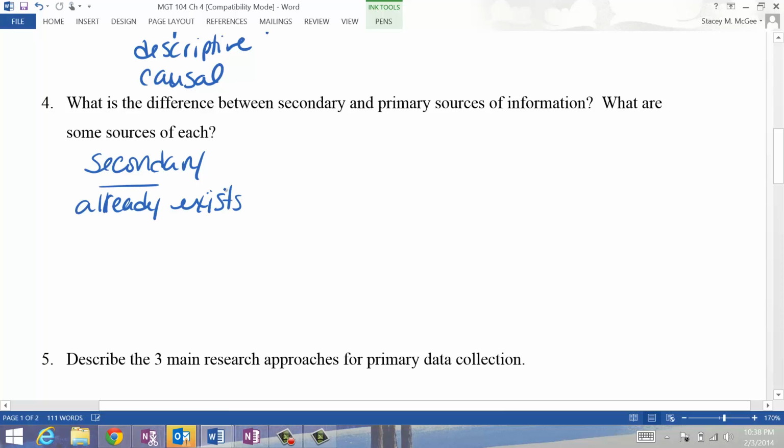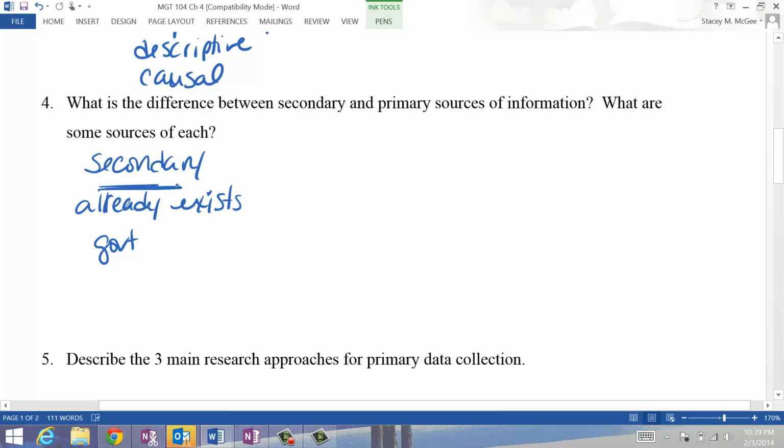So this is not something that I created. I can buy this information from another company, like Nielsen or somebody who does that. I can go out on the web and get it from companies' websites. I can get it from online databases. Somebody already gathered this information for another purpose and I'm using it. A lot of times it's government information, so Census Bureau, Small Business Administration, anything like that.